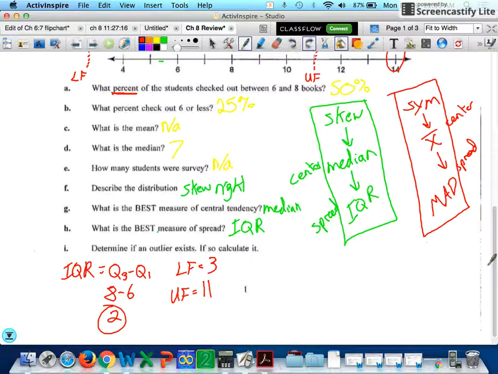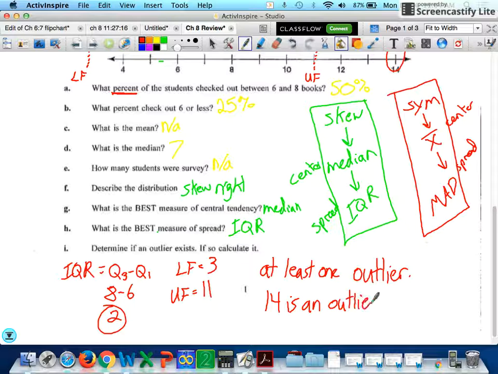So this is where we like to say that there is at least one outlier. And I always just put at 14. I don't know if there's more than that, but I know there's at least one, and that it is at 14. So maybe a better way is to put that in two separate things. Put at least one outlier, and then maybe 14 is an outlier. That way you're saying there might be more than one outlier, but I know there's definitely one at 14, okay?